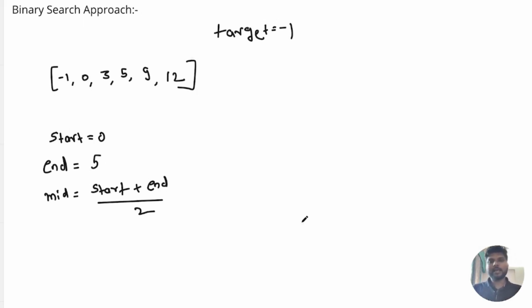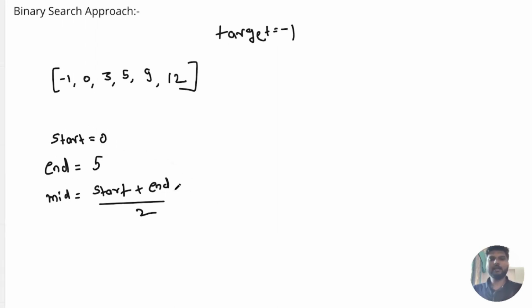Now let's just say our target is -1. In the last problem our target was 9. Now we have moved that target to -1. So how will binary search work in this case? The starting condition will be similar. Start will start with 0 and end will have value of 5. We need to find mid. Start plus end divided by 2, which is 0 plus 5 divided by 2, we get 2.5, which is equal to 2.